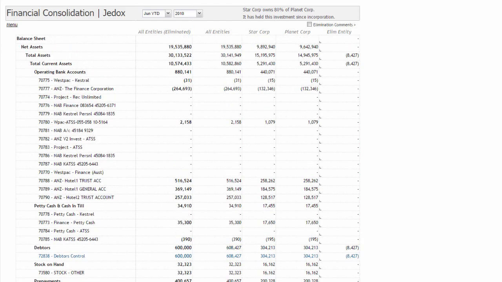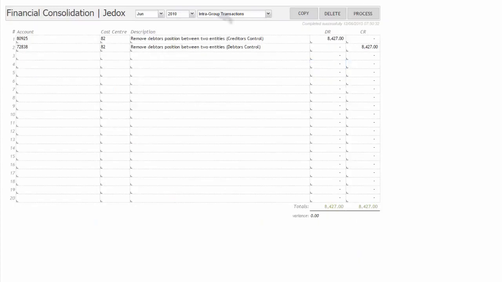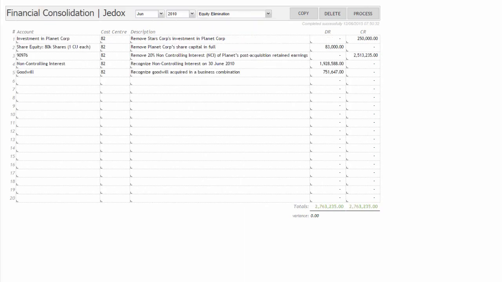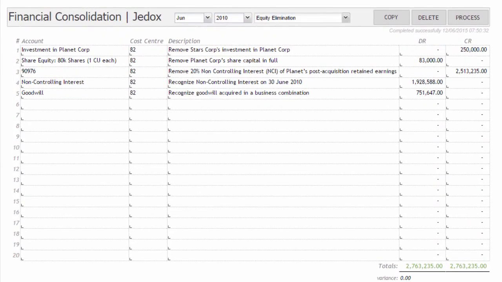Step 2 in preparing my financial consolidation and eliminations is looking at our equity elimination, which is a little bit more difficult than just doing our intra-group transactions. So in this particular entry, what we need to do here is eliminate the equity position of the ownership between the entities within the group. So at a total group level, it is completely eliminated. So step 1 is that we're looking to eliminate the investment in Planet Corp from the balance sheet. We have a $250,000 asset inside Star Corp's balance sheet that we'd like to eliminate. That's the first step.